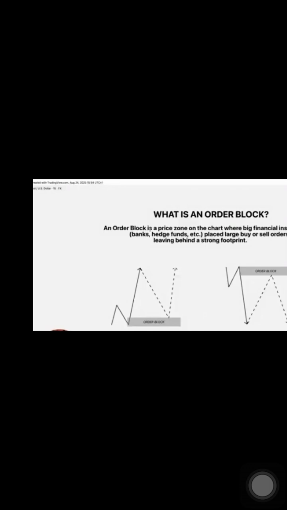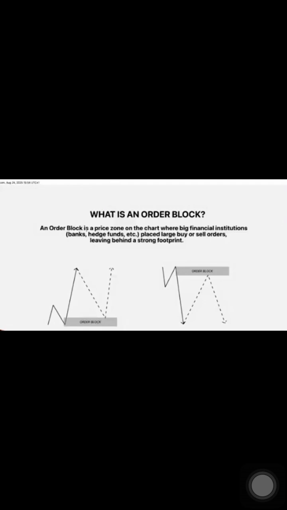An order block is a price zone on a chart where big financial institutions, for example banks, hedge funds, etc., place large buy or sell orders, leaving behind a strong footprint. This is a particular price zone on the chart where big financial institutions place a large buy or sell order, leaving behind a strong footprint.